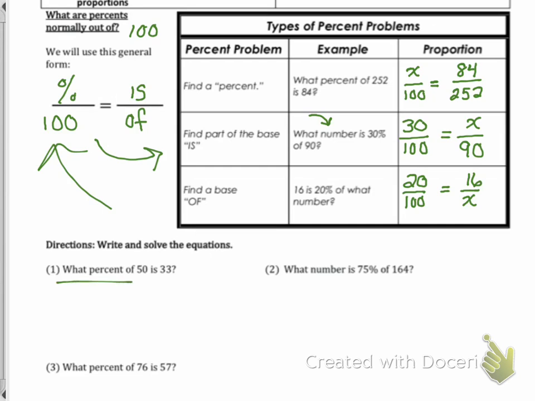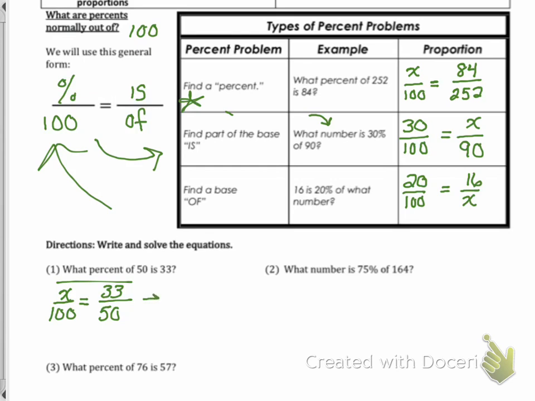So it says what percent? So if I don't know the percent, that's going to look like my first example. So x over 100, so I don't know my percent. So what percent of 50? So 50 is my of, is 33. So that's how I would go ahead and set it up.